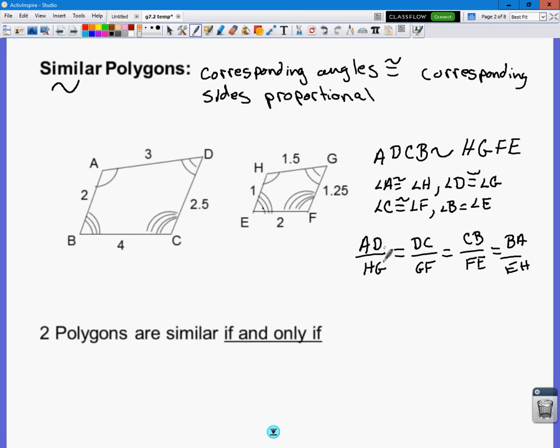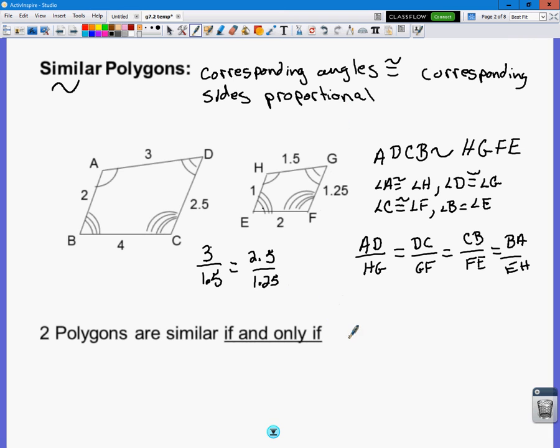And if I just take a look at a small part of that, that's saying 3 over 1.5 would be the same as 2.5 over 1.25. You can see 1.5 goes into 3 twice, 1.25 goes into 2.5 twice. These are similar ratios. They're equal ratios, so they are proportional.